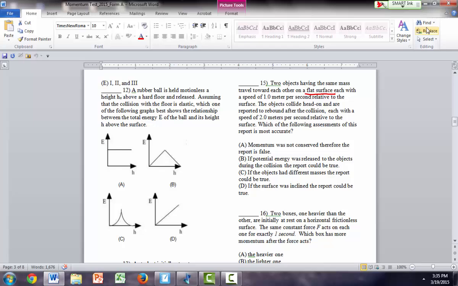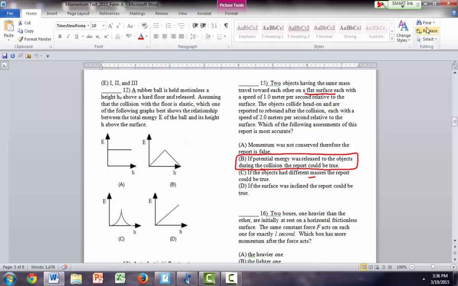If potential energy was released during the collision, the report could be true. That means that if they had some kind of spring that was tripped, maybe some elastic energy was stored, and perhaps it tripped a spring and those two things got pushed apart with a greater velocity. That would be potential energy that was released, and perhaps they would have actually sped up because you've got some new energy added to the system.